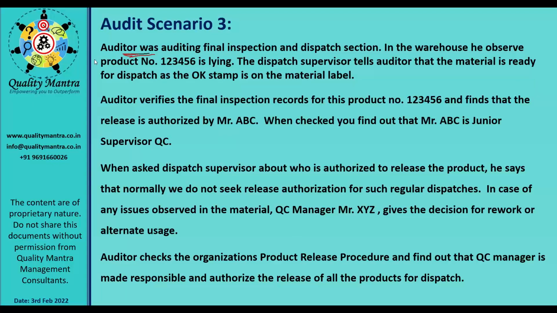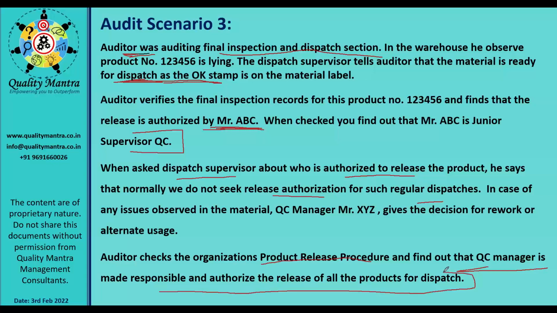Auditor was auditing the final inspection and dispatch section. In the warehouse, he observed product number 123456 is lying. The dispatch supervisor tells the auditor that the material is ready for dispatch as the OK stamp is on the material level. The auditor verifies the final inspection records for this product number 123456 and finds that the release is authorized by Mr. ABC. When checked, you find out that Mr. ABC is a junior supervisor QC. When asked the dispatch supervisor who is authorized to release the product, he says that normally we do not seek release authorization for such regular dispatches. In case of any issue observed in the material, QC manager XYZ gives the decision for rework or alternate usage. Auditor checks the organization product release procedure and finds out that QC manager is made responsible to authorize the release of all the products for dispatch.